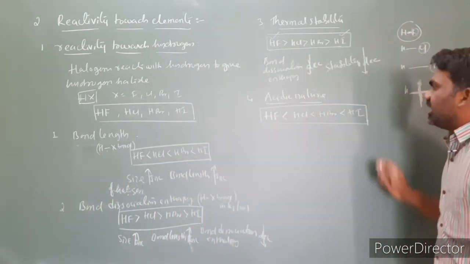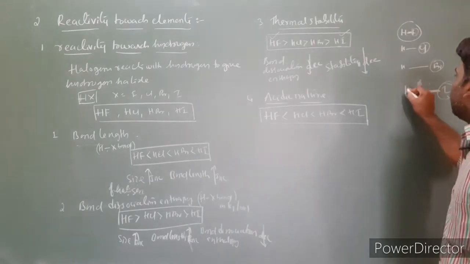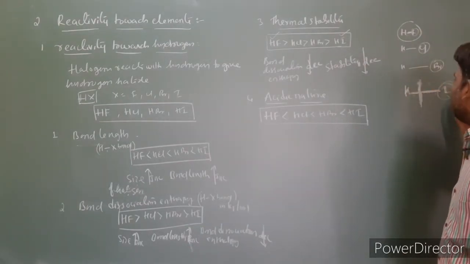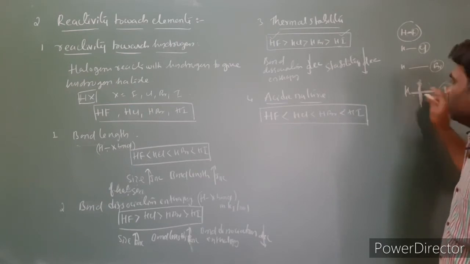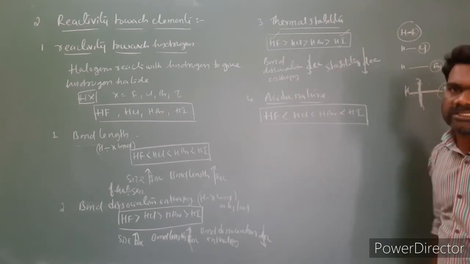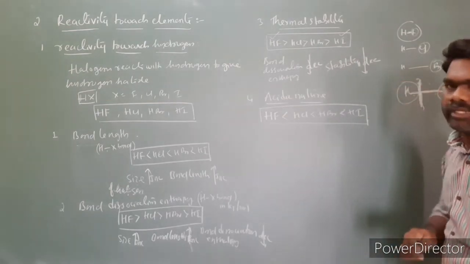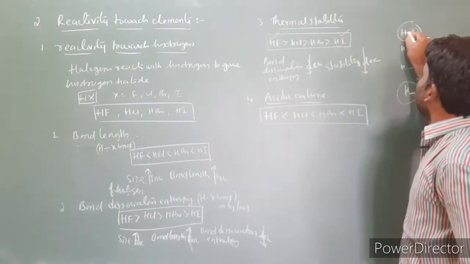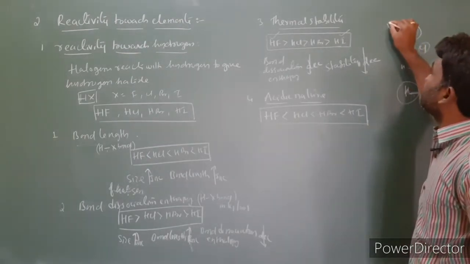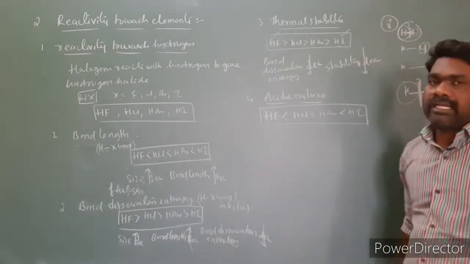Whenever this is added to the aqueous medium, this is an HI bond. The HI bond is very long, because the size of iodine is very big. Breaking this bond is very easy, so it will produce H plus very easily. Here the HF bond is very short. Breaking this bond to release H plus is very difficult.